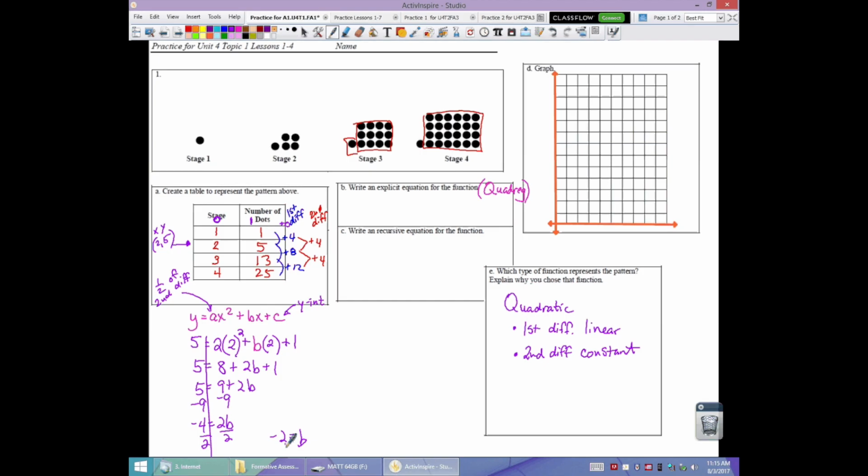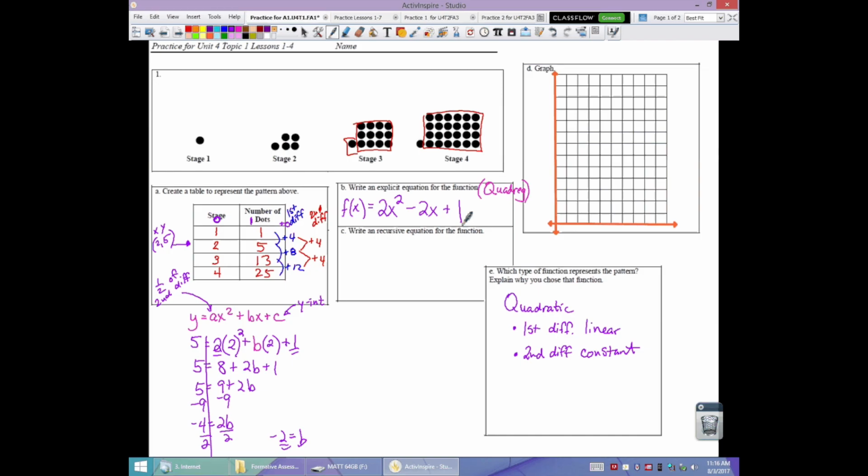So I do have all the parts I need for my explicit equation now. It would be either y equals or f of x equals. I knew my a was 2, 2x squared. I just found my b to be negative 2, minus 2x. And my c, my y-intercept, would be 1, plus 1.